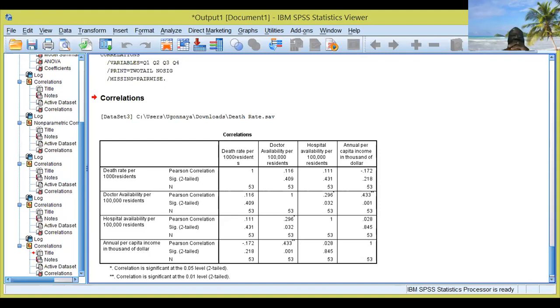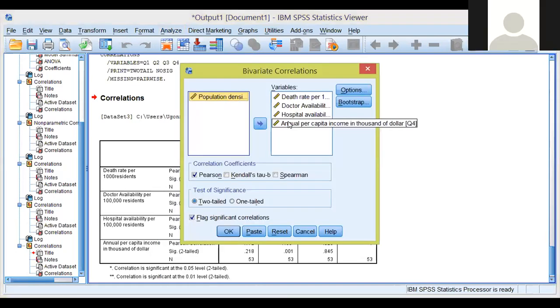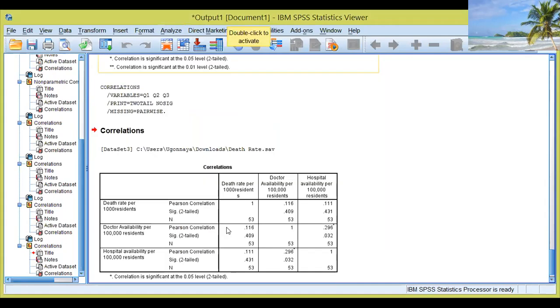Are you there? Yes, I am. And go to analyze again. Why is it slow? So which one do I remove? Just remove the last one. Click OK. Can you see now? It's 3: 1, 2, 3.